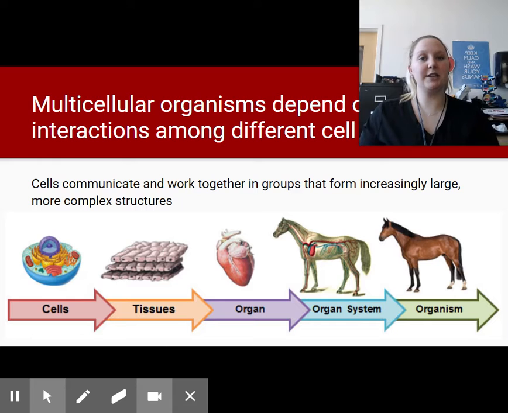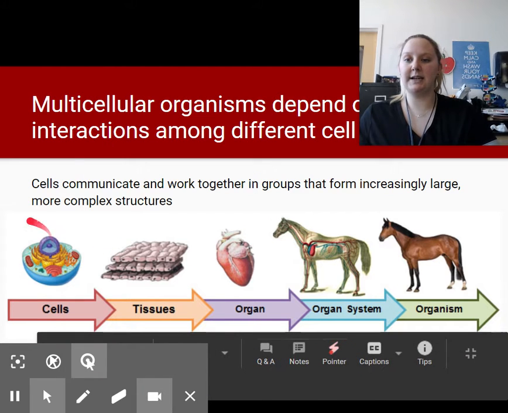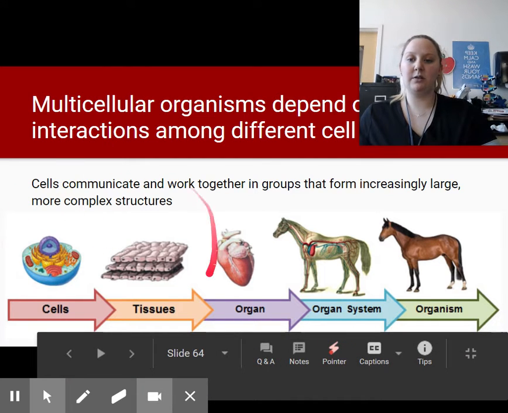So cell communication is important for organism function because cells communicate and work together in groups that form increasingly large and more complex structures. We start here with our cell. Our cells form tissues when you put a bunch of cells together. When you put tissues together, we get organs. When you get organs together, you get organ systems, and all together, we get our organism.